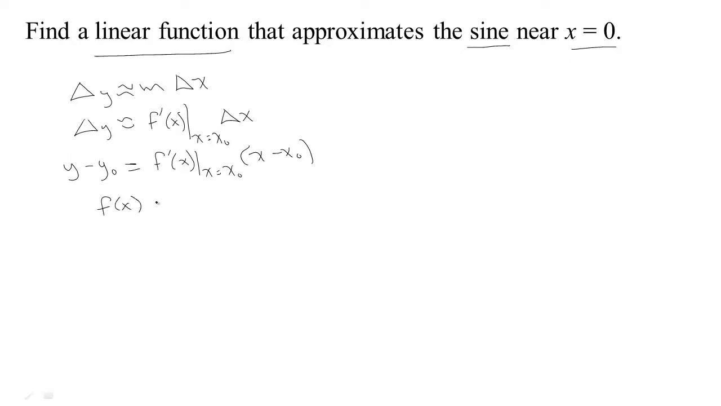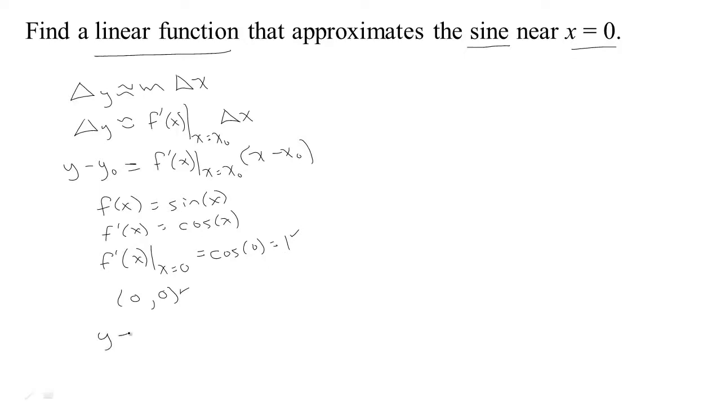Now, in our particular case, the function is the sine of x, so the derivative is the cosine, and the derivative at our particular value, in this case x naught is 0, so that would be the cosine of 0, which is 1. We also need a point on the graph, this x naught, y naught, right? Well, we know that when x is 0, the sine of 0 is 0, so we have to find the line with this slope that goes through this point. So the change in y, y minus the initial y value, is equal to the slope, which is 1, times x minus the initial x value. So we get the line, in this case, y equals x.